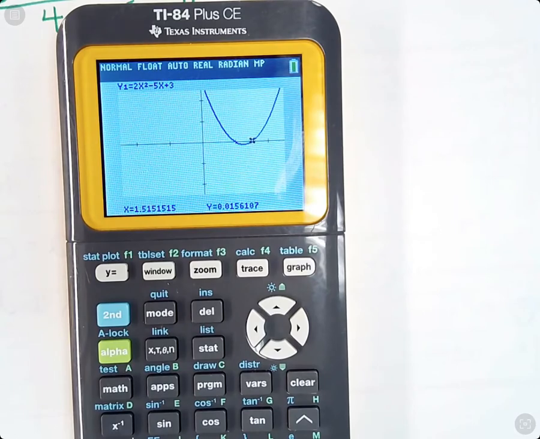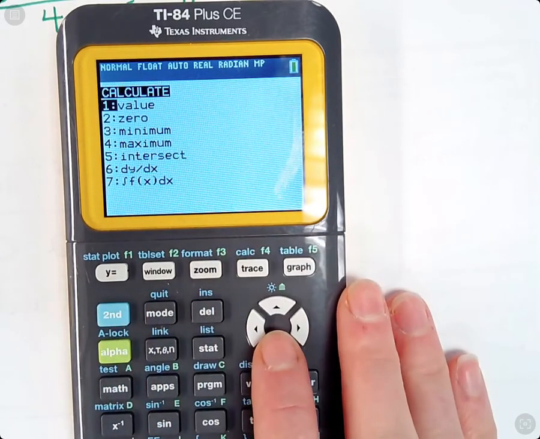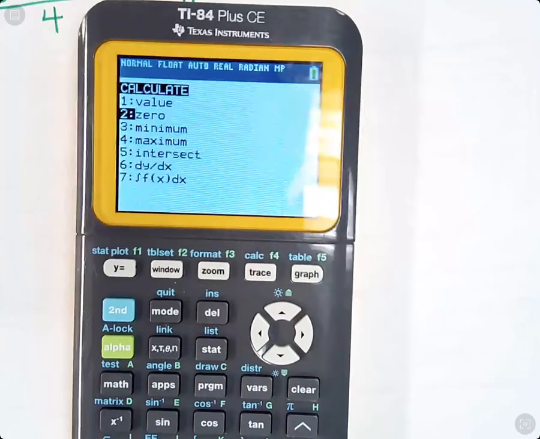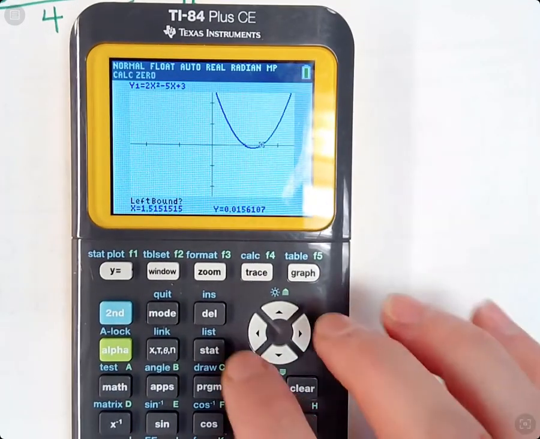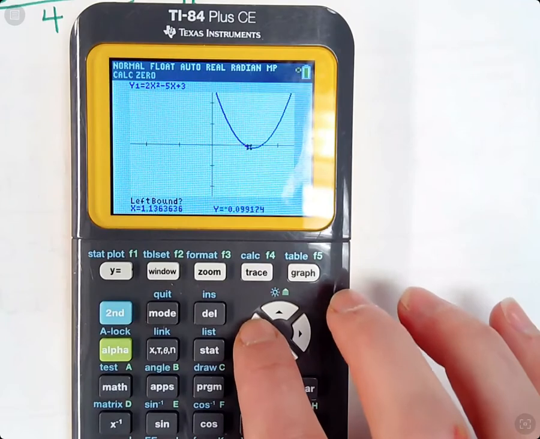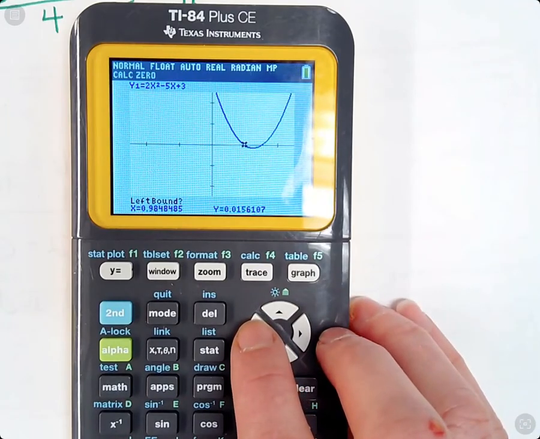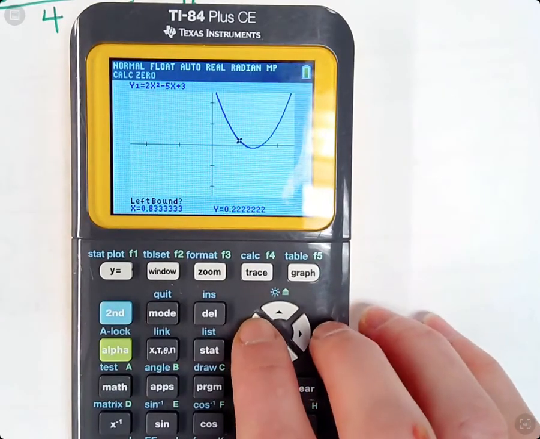So that's a way of checking it. If it's close, you can also do the second trace. Go to 0. And let's say I want to find this one. Then I'm going to go to it and then go to the left of it for left bound.